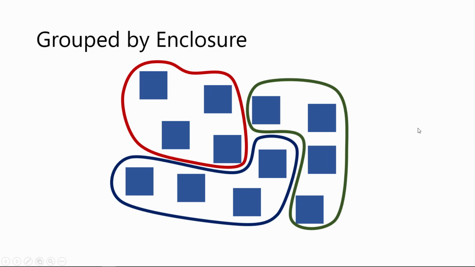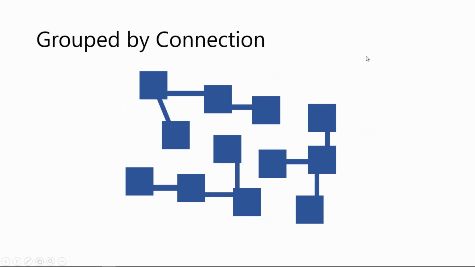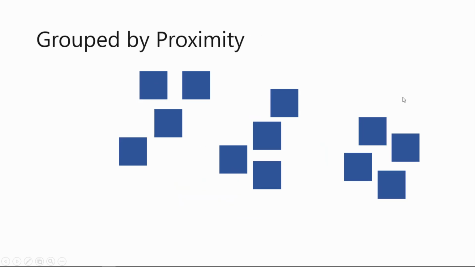Objects can be grouped by enclosure. So maybe there's fences around these objects. If we're looking at a top-down view of a number of different buildings, well, now we can see how these objects with the red fence around them are closely related because the enclosure says so. Objects can be grouped by connection. Maybe they have hallways, they're touching each other. That tells us that these are connected to one another.